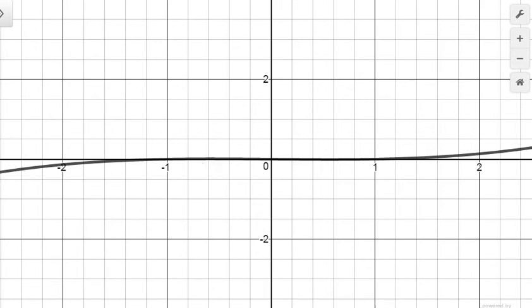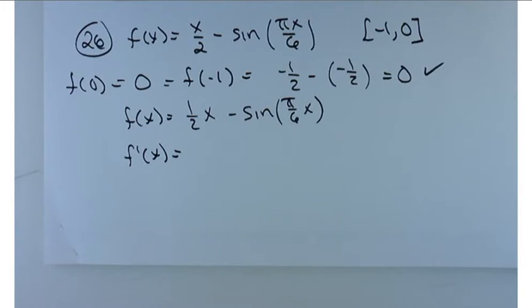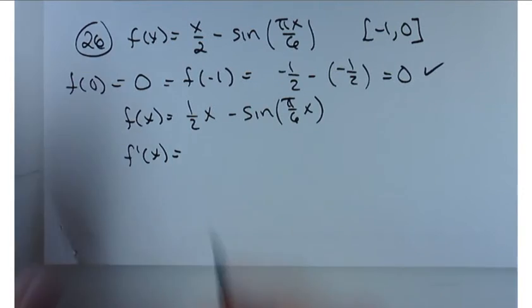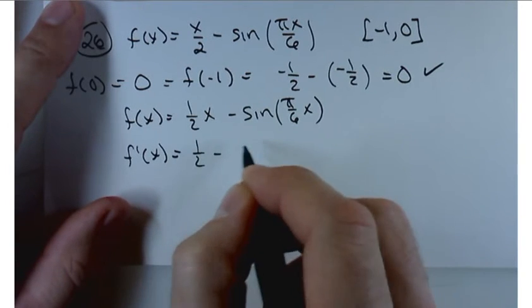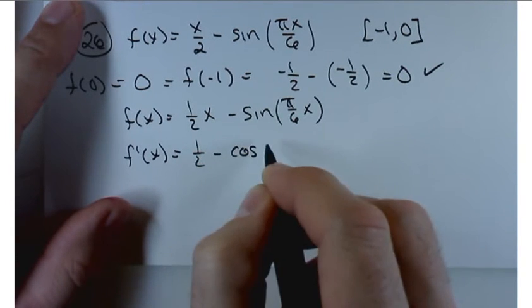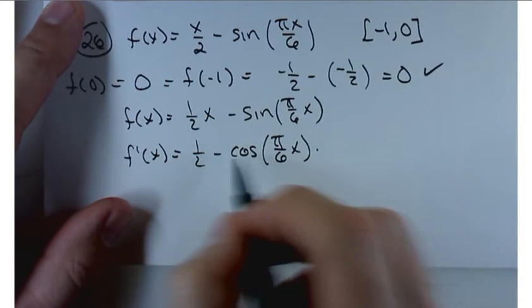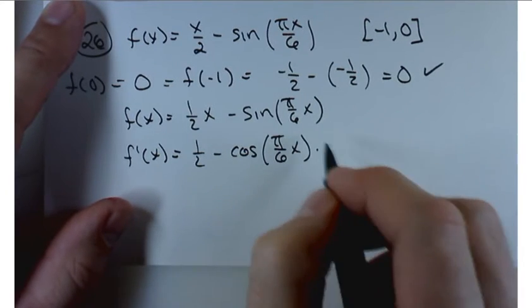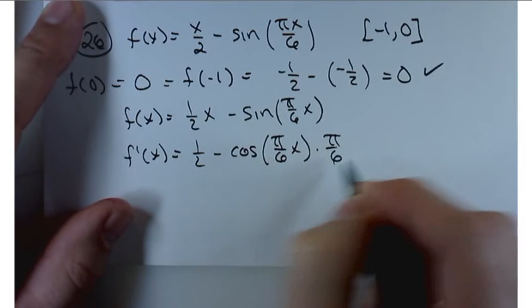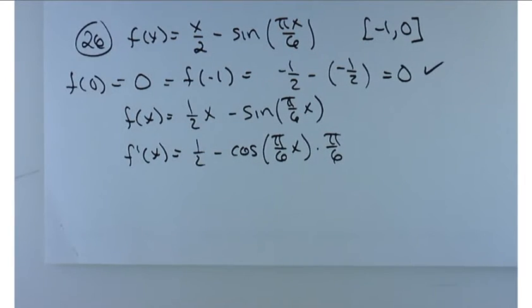What'd you get for the derivative? So that's the derivative of the outside times the derivative of the inside, which is pi over 6. Okay, nice. We want to solve this equal to 0. Are we okay with the derivative there?